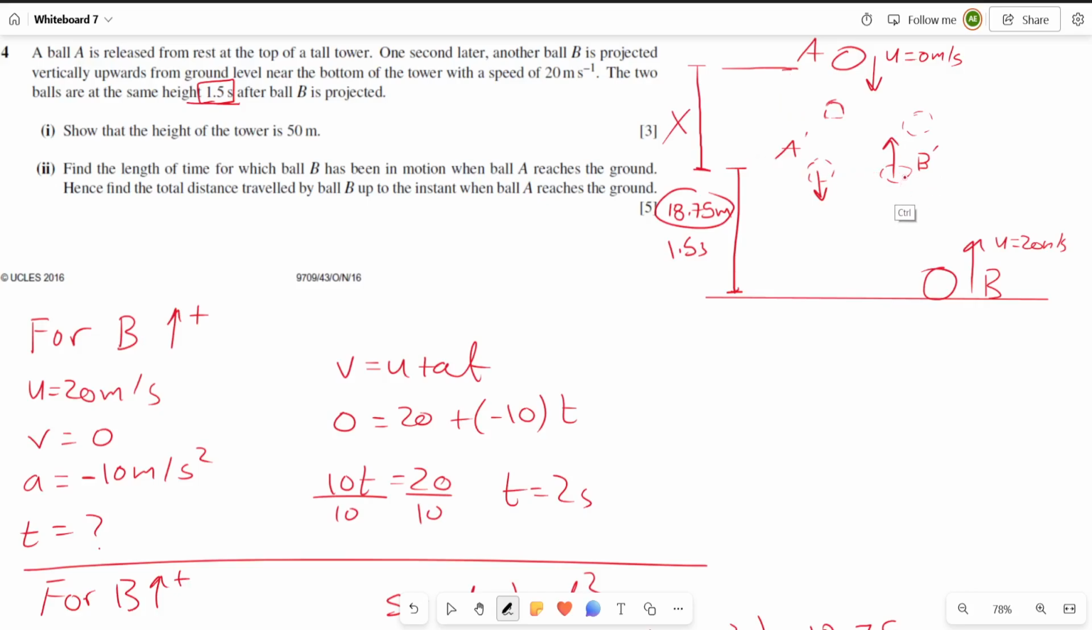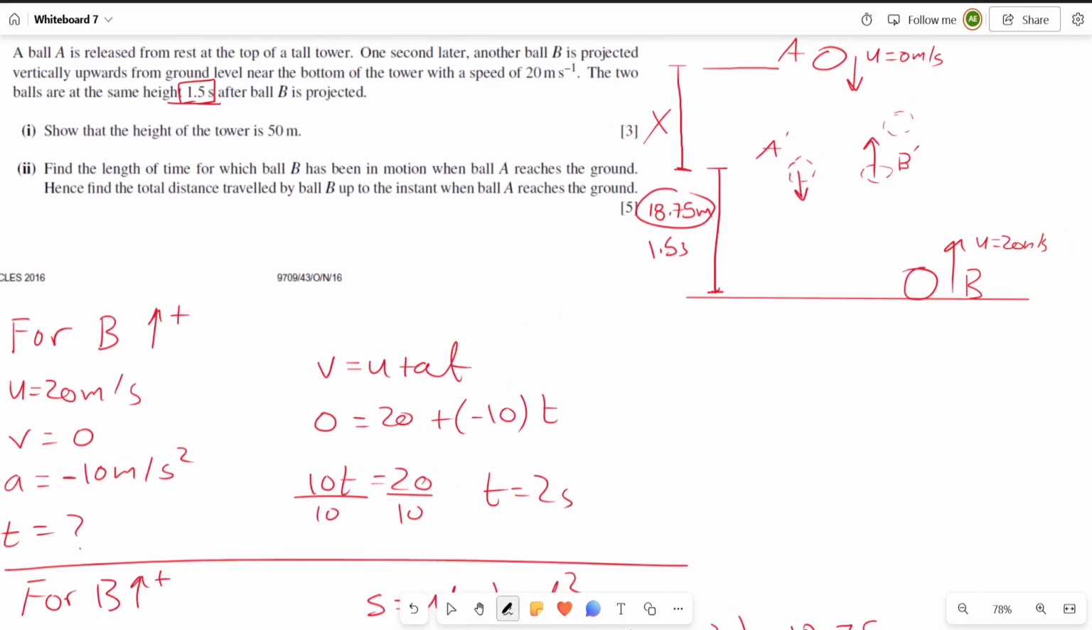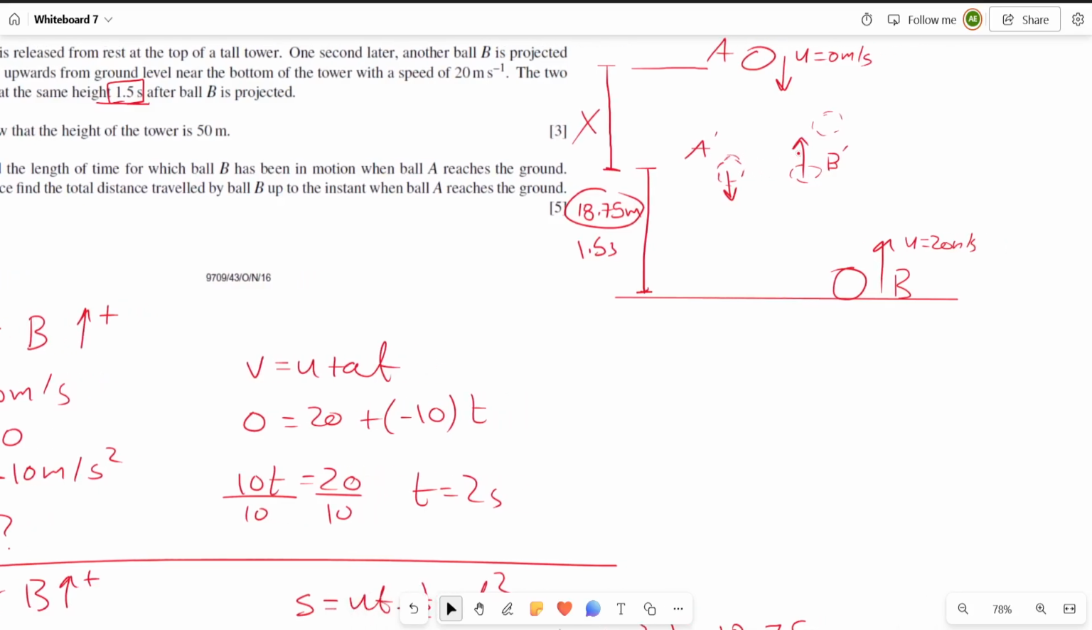So how much time has passed for A for them to be at the same position? You guessed it: 1, the original second before B was projected, and then the 1.5 seconds until they both became at the same height. So for A, 2.5 seconds has passed. You need to take care of this. These are a little bit confusing because you need to take care which one was launched first and so on. So in this position, A has 2.5 seconds passing. The time for A to reach this position was 2.5. It was not 1.5 just like B.